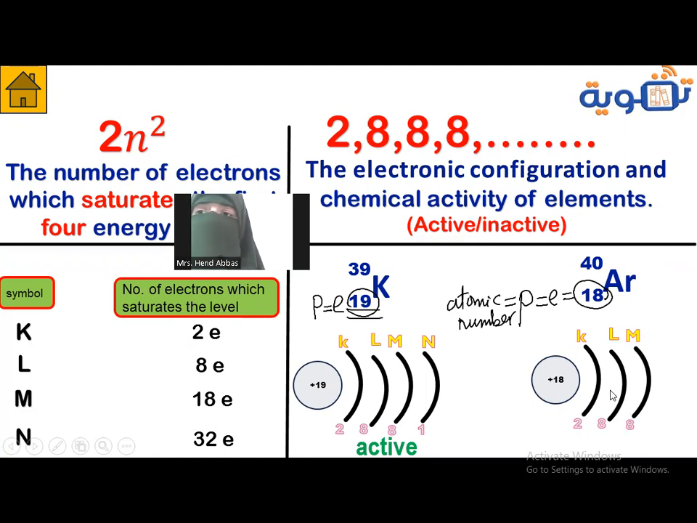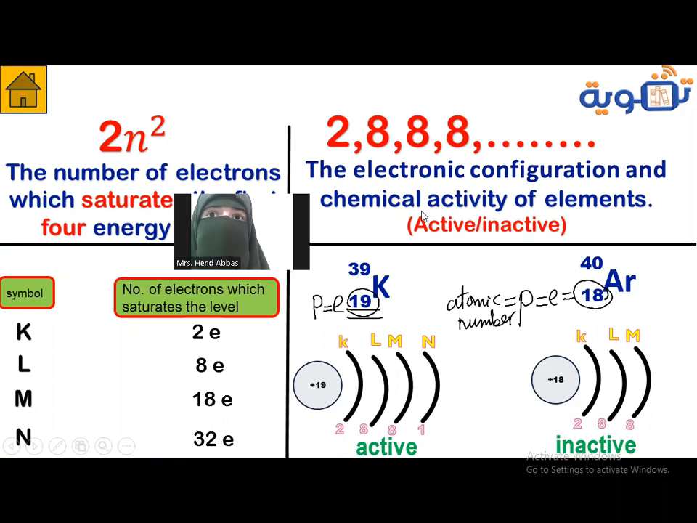8 electrons means it's completely filled with electrons. So it's inactive. It will not participate in chemical reactions under ordinary conditions. It's lazy. It's from the noble gases. Okay, guys? So we use this rule, 2, 8, 8, and so on, to write the electronic configuration of the element.